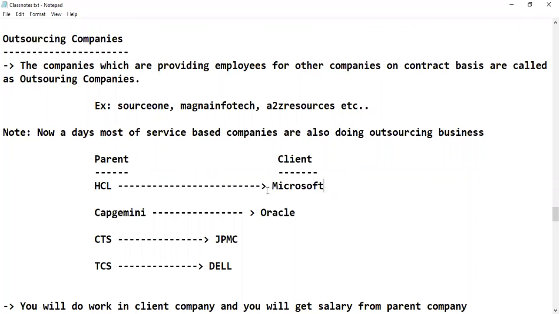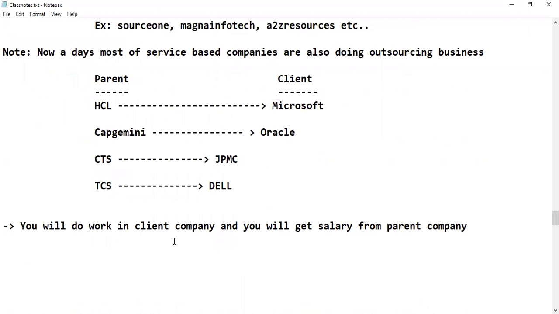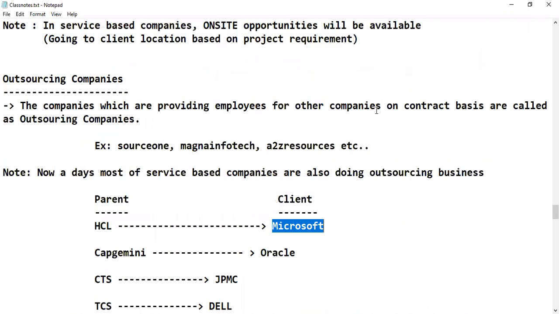A lot of challenges are involved in recruitment. That's why when Microsoft wants 100 people, Microsoft will talk to HCL: Hey HCL, can you give me 100 Java developers? I will pay the money. Then HCL will give the 100 employees to Microsoft. Microsoft will pay the money to HCL, and HCL will pay the money to the employees. So HCL is your parent company and Microsoft is your client company.